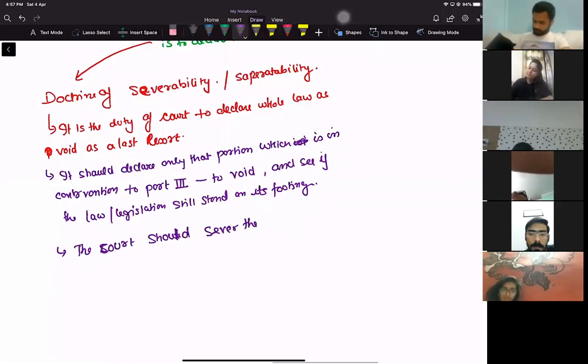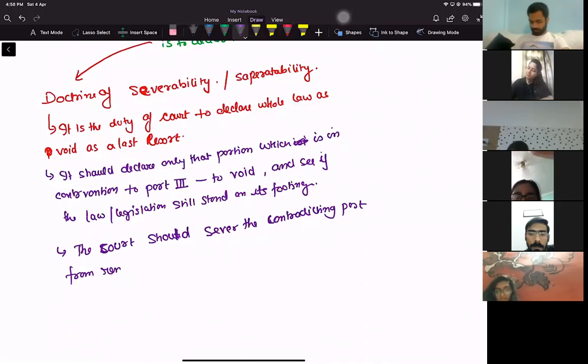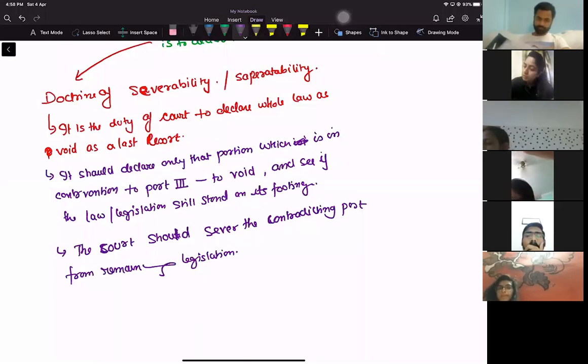This is what the court should do: sever the contradicting part from the remaining legislation. So it is the duty of the court to remove the contradicting part. This is the US doctrine, and you have to remove the contradicting part.